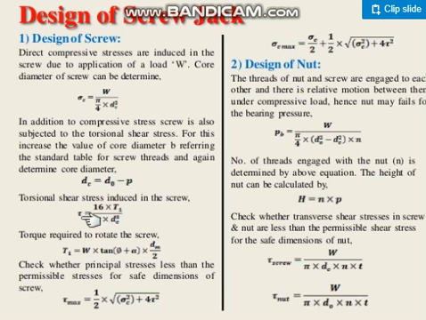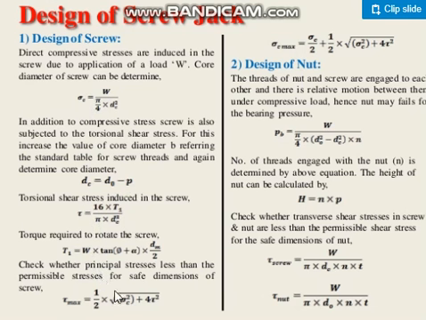When you are finding the shear stress, you are finding the induced shear stress. Then check whether the principal stress is less than the permissible stress. Now, what does principal stress mean? One stress here is the compressive stress, another is the shear stress: one is sigma, another is tau. So you have to find out the principal stresses.